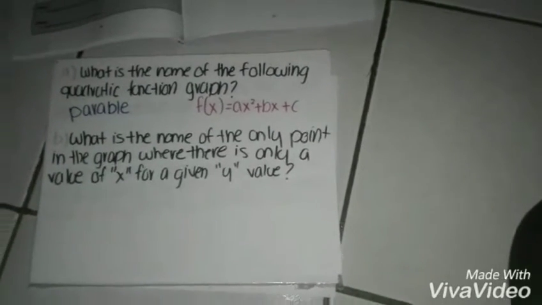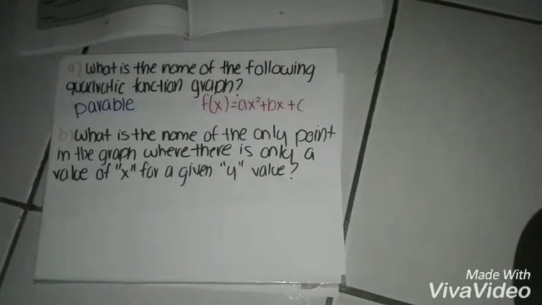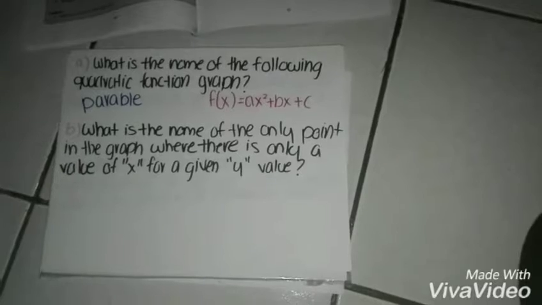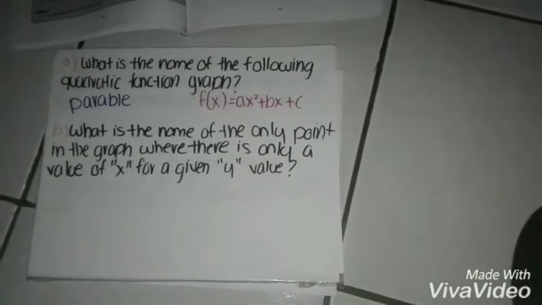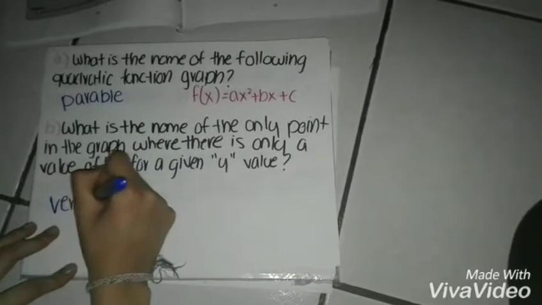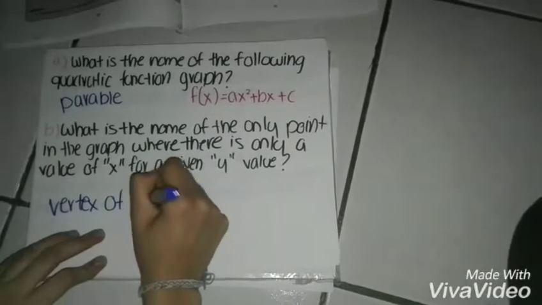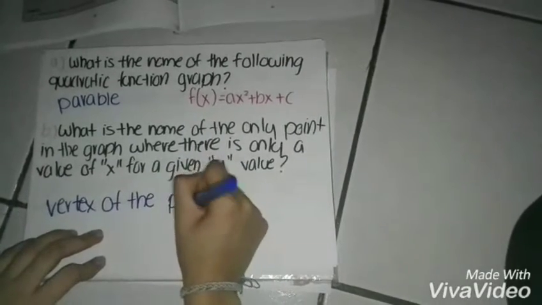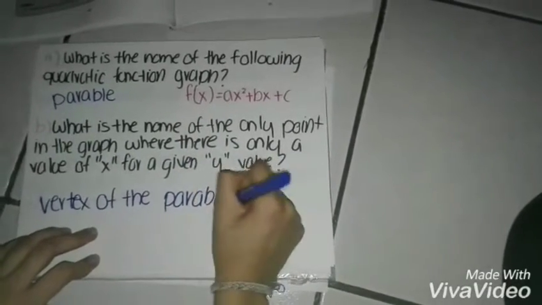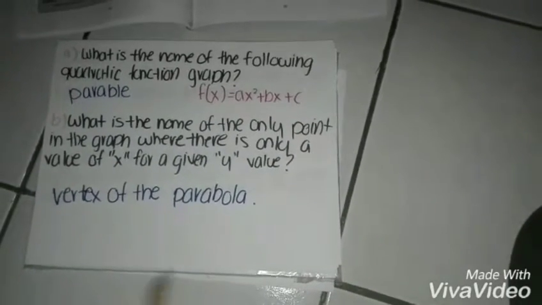Letter B says, what is the name of the only point in the graph when there is only a value of x for a given y value? And the answer is the vertex of the parabola.